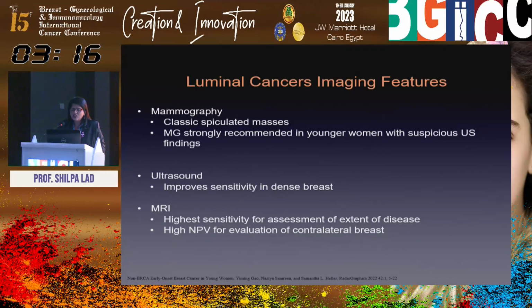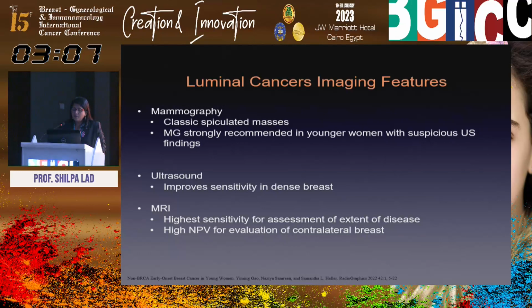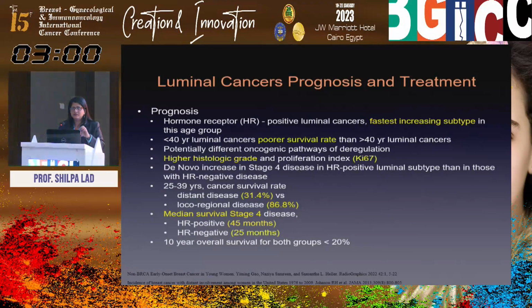So a little bit about these luminal cancers. They form the classic spiculated masses. Mammogram must be performed in these cases. Ultrasound improves the sensitivity, but again, MRI has the highest sensitivity for assessment of extent. So what is the prognosis and treatment? Now, these have turned out to be the scary types.